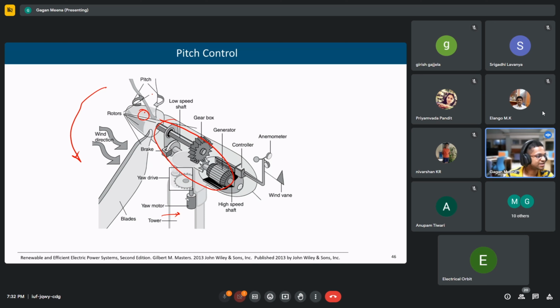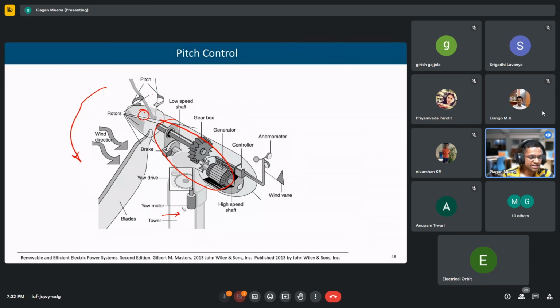Are you able to understand this? If this is the tower, or this is the hub, the hub can move like this on the tower. It can move.